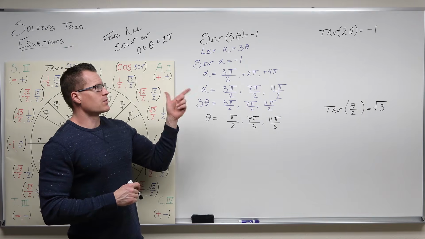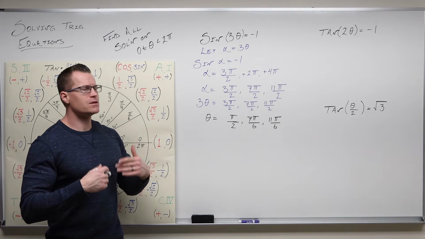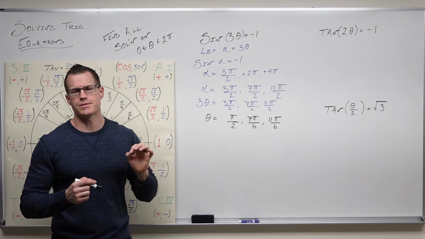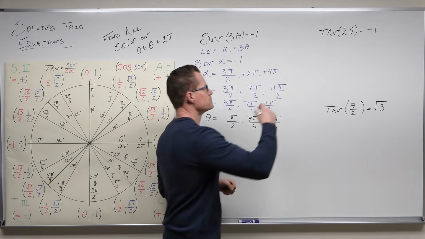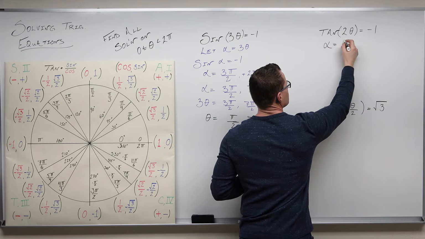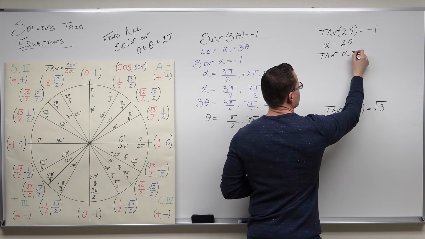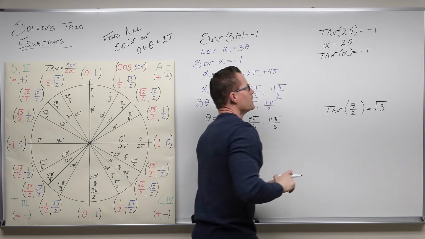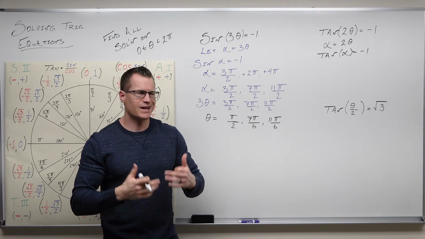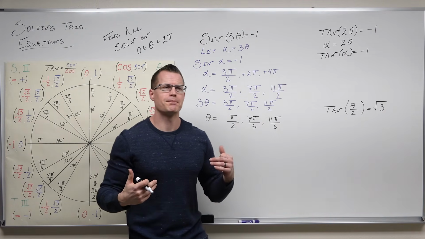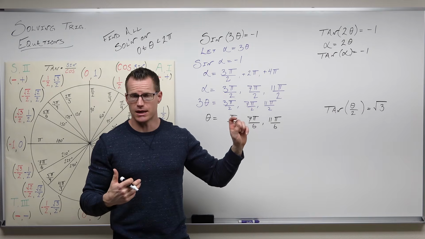We're going to do the same thing with tangent of 2 theta. So tangent of 2 theta equals -1. We're going to go through the same exact process. Let's call the angle something different. Call it alpha. So tangent of alpha equals -1. It's still an angle. We're still using the same thing. We're still using the unit circle, actually. So we're thinking about it. Tangent of what angle gives me -1?